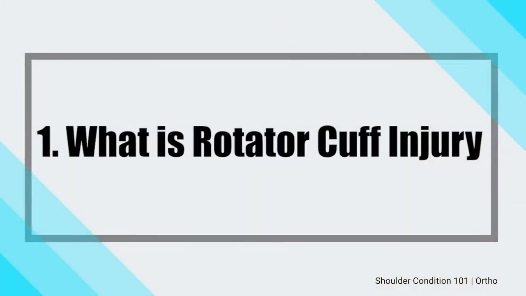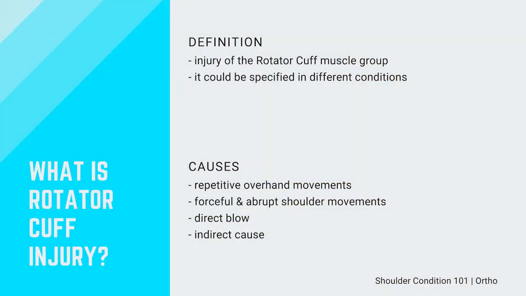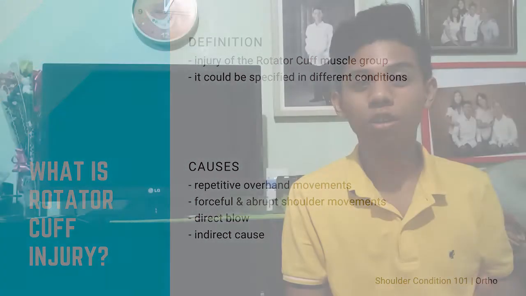Number 1. What is rotator cuff injury? You see, as I told you a while ago, your rotator cuff muscle group is very easy to be injured. Rotator cuff injury may be specified into 3 different conditions that may lead to one condition, which is your rotator cuff tear. The causes of these conditions could be due to repetitive overhand movement, forceful and abrupt shoulder movements, and maybe a direct blow or indirect cause due to other conditions. The hallmark sign and symptom of your rotator cuff injury is pain.